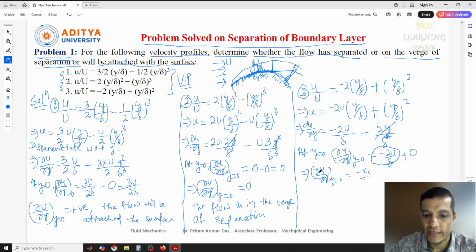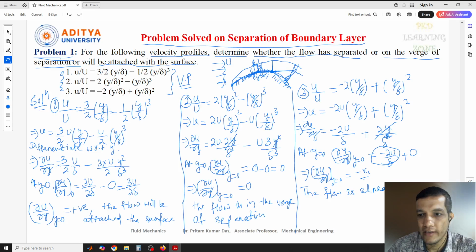So this negative term indicates that the flow is already separated, or we can say already detached from the surface. The flow is already separated from the surface, or from the body.